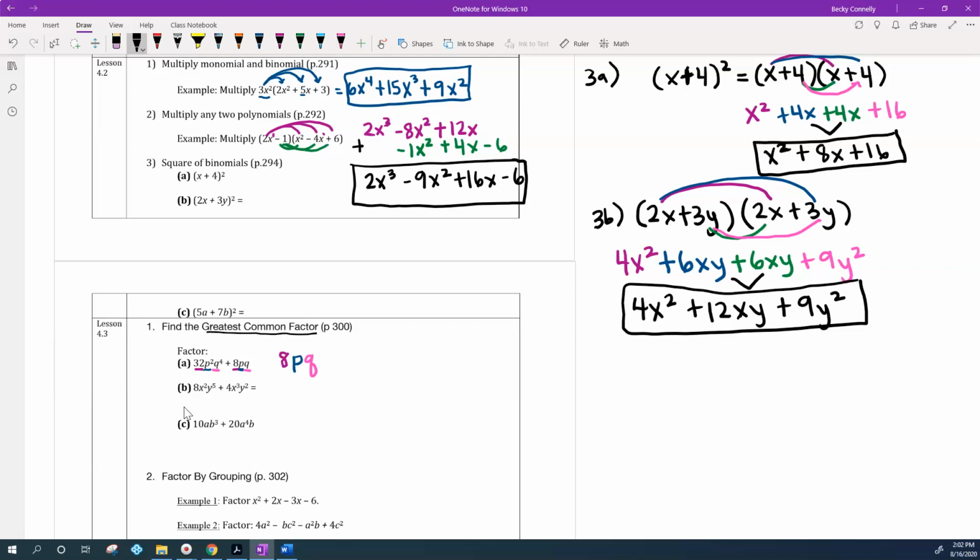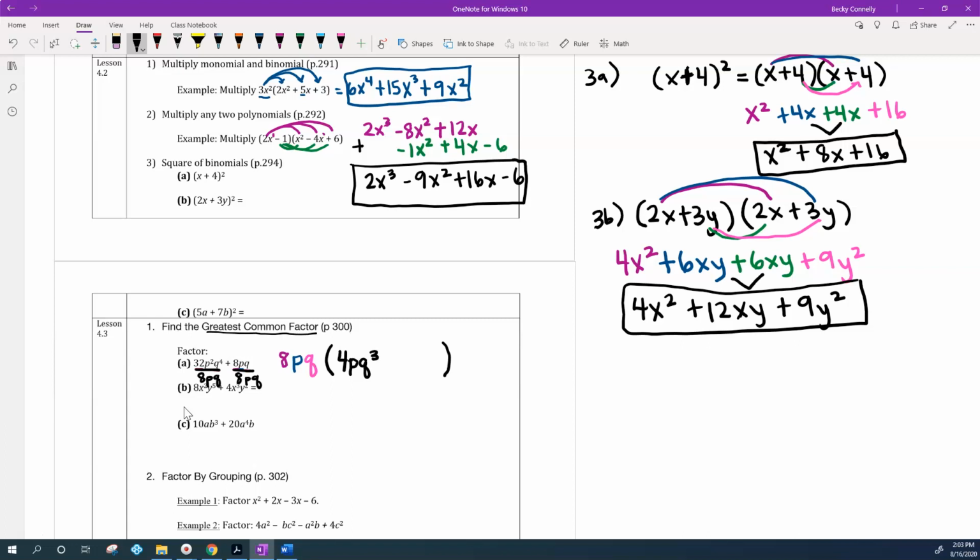All right, and then I'm going to have leftovers inside here. But how do I figure out what those leftovers are? Well, I'm going to divide each term by 8pq, right? And then divide this one by 8pq, and that will tell me what's left over. So when I divide here, 32 divided by 8 is 4. p squared divided by p is just p. q to the 4th divided by q is q to the 3rd.